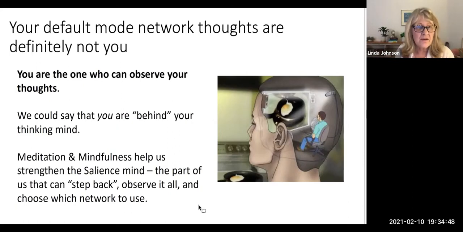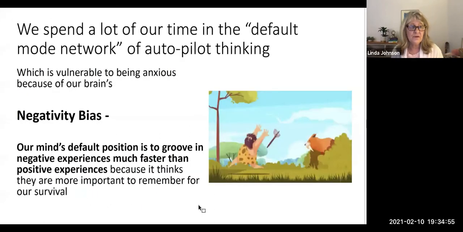So cognitive behavioral therapy is about challenging default mode network thoughts and sometimes intentional thoughts if we've learned a lot of things that are negative and inaccurate. So we'll be looking at that down the road. We spend a lot of time in this autopilot thinking, and it can tend to tilt a little bit towards worrisome rumination because of the negativity bias of the brain, which is survival based. Which means that our brain is organized to remember scary stuff most because it's the most threatening to our survival.